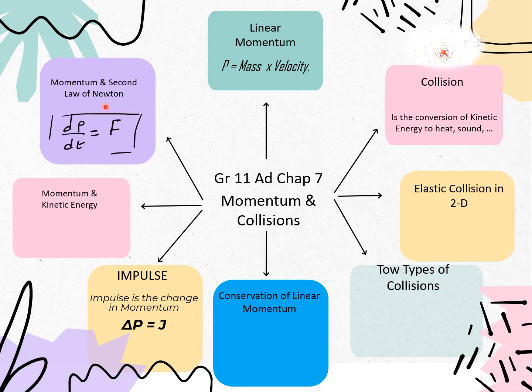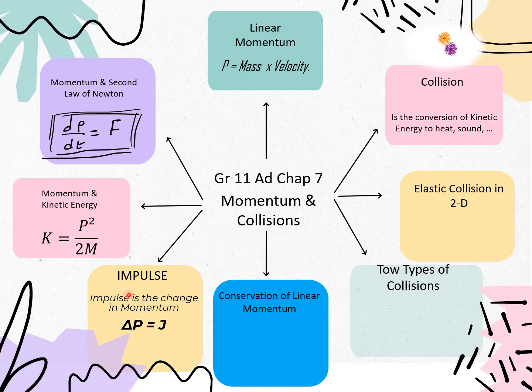So we continue with the momentum and second law of Newton. So of course we need to include the force. So F is equal to delta P over dt. Next, we need to connect the kinetic energy with the momentum in that equation, where K is equal to P square over 2m. Next is the impulse.